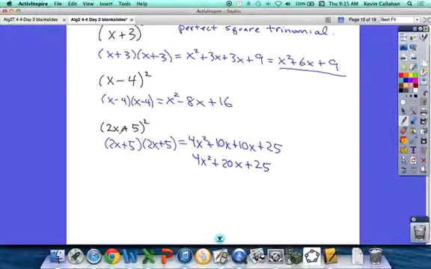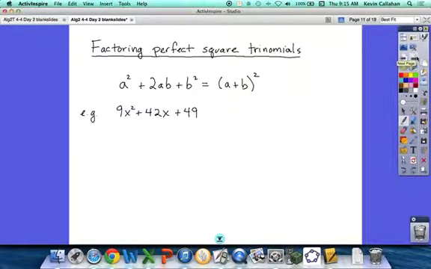So you're looking for that pattern. The first term looks like a perfect square. The last term looks like a perfect square. And the middle term is exactly 2 times whatever was being squared here and whatever was being squared here. That's the pattern.